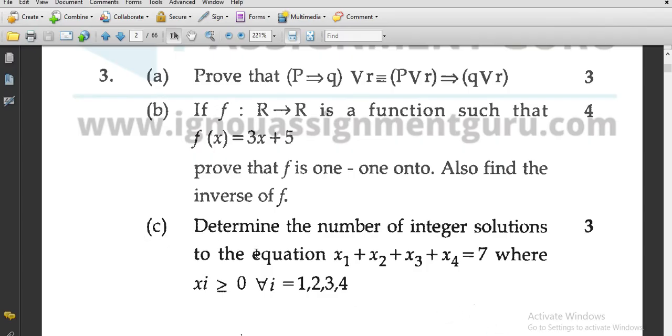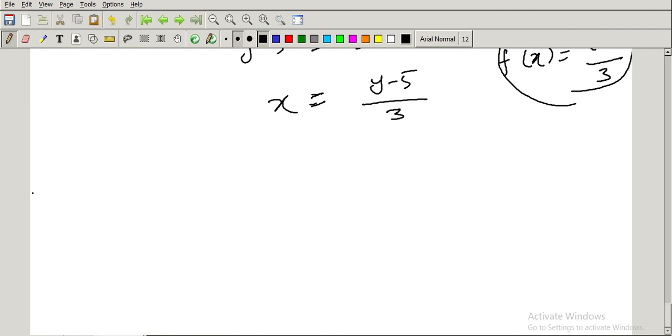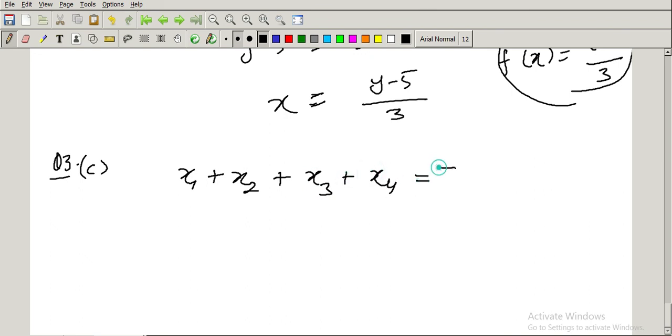next question क्या है, ये determine the number of integer solutions to the equation x1 plus x2 plus x3 plus x4 is equal to 7 where xi is greater than 0 for all i = 1, 2, 3, 4, right? ये बहुत ही आसान है क्वेश्चन, है ना, बहुत ही आसान. देखते हैं कैसे. तो क्वेश्चन नंबर 3 का सी पार्ट है. अगर ये नंबर ऑफ इंटीजर सॉल्यूशंस जो आपको गिवन है वो ये है कि जो 4 इंटीजर्स हैं x1 x2 x3 x4, द सम इज 7. और जहाँ पे आपको दिया हुआ है कि xi फॉर ऑल i, i इज इक्वल टू 1 2 3 4, राइट. तो ये आपका दिया हुआ है.